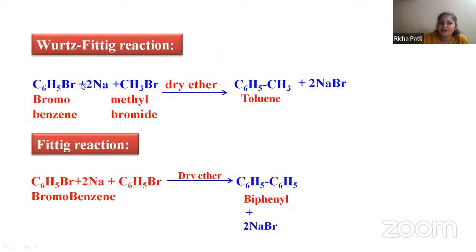Now the Wurtz-Fittig reaction, we have seen it. One will be an alkyl halide, another an aryl halide, which in the presence of sodium and dry ether will give a product. Here we have taken an example. What do you mean by Fittig reaction? Two aryl halides, when reacted with sodium in the presence of dry ether, give aryl compounds. Here the example is 2 moles of bromobenzene reacting with sodium in dry ether to give biphenyl plus 2 NaBr.